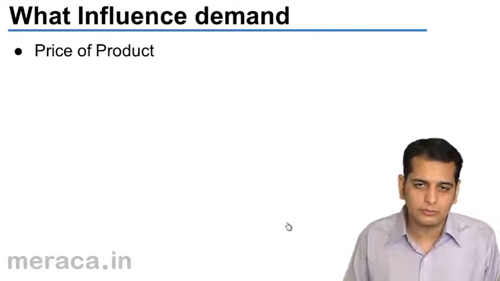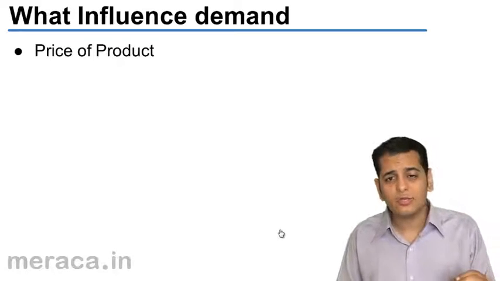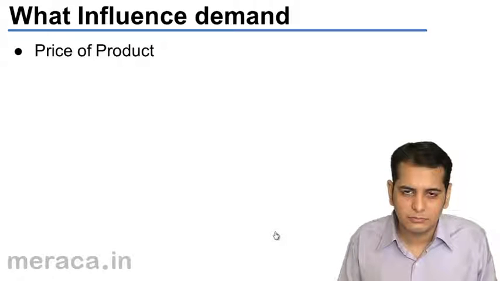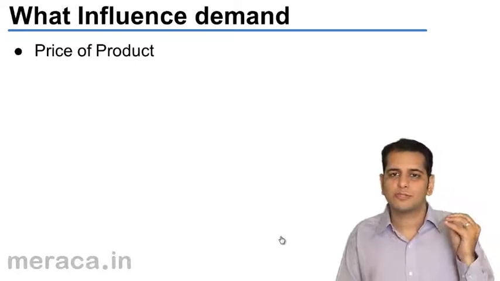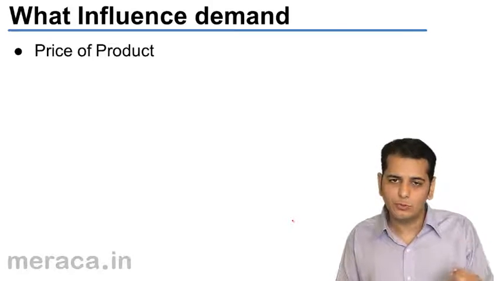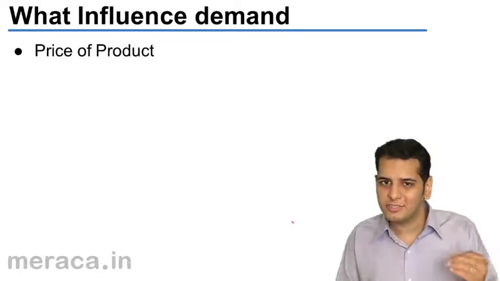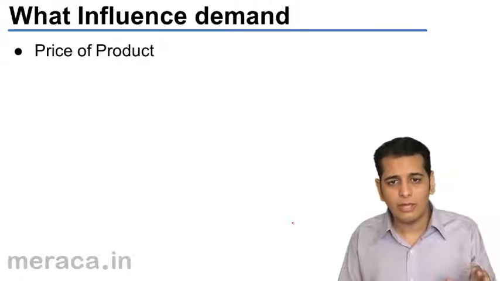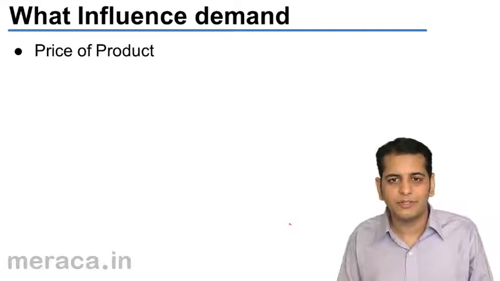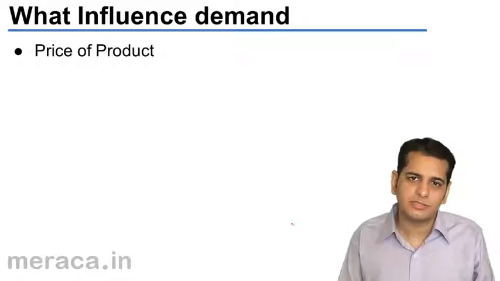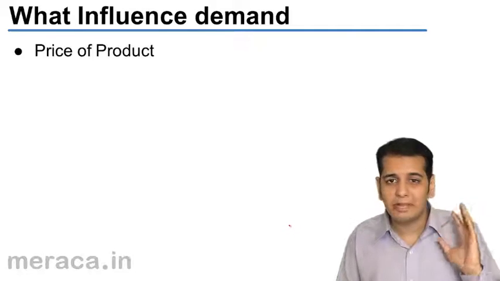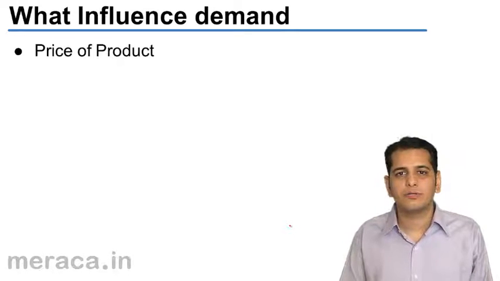Price of the product. Now, price of the product is the biggest determinant of demand. It is the first and foremost determinant of demand. We purchase those commodities, those products, the price of which is lower. And when the price increases, we tend to reduce the consumption. We tend to reduce the quantity purchased of those goods. So price is the prima facie determining factor of demand.